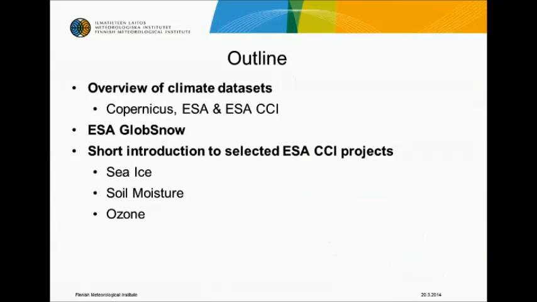Brief outline. Like I said, I will not talk about Copernicus that much. I'll just briefly mention something about it, and I will talk about these ESA satellite-based datasets. I will talk a bit more on ESA GlobSnow. There were some questions on snow, so I decided I'll give an answer to those questions in my presentation now. Then I will introduce a few selected ESA CCI projects that we have been involved with at FMI, talking about sea ice, soil moisture, and ozone.